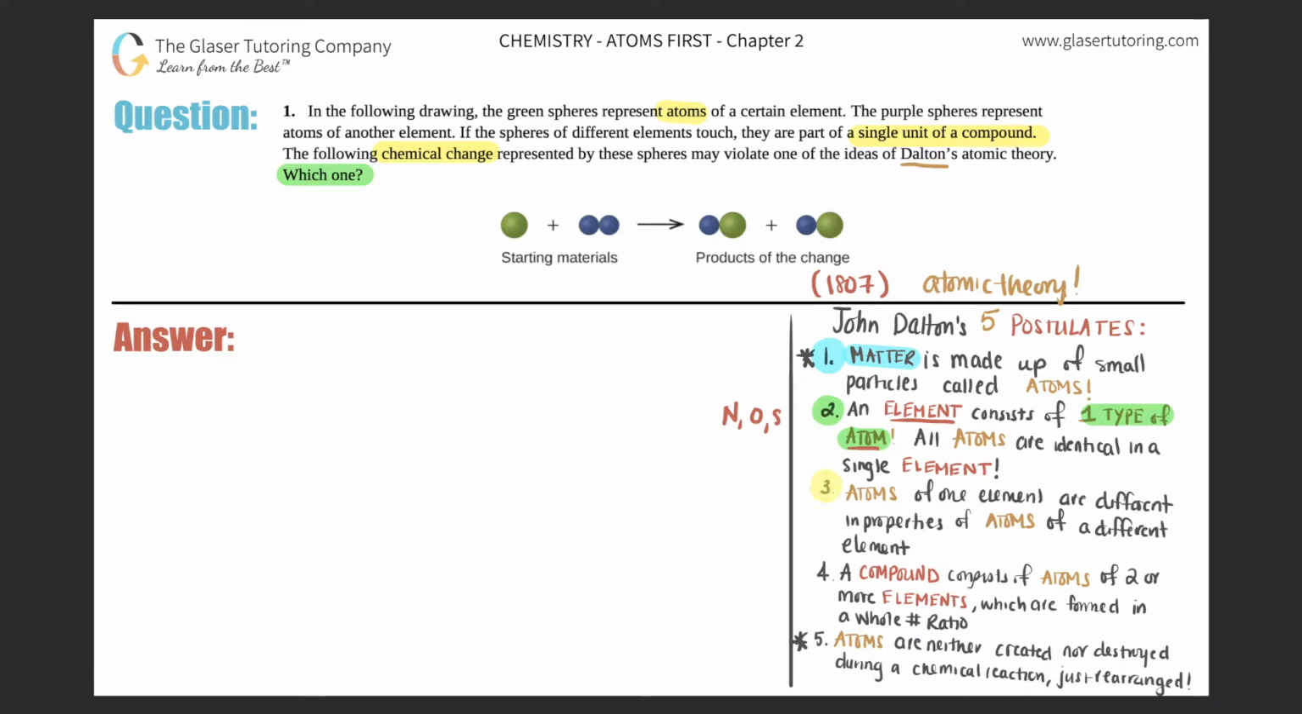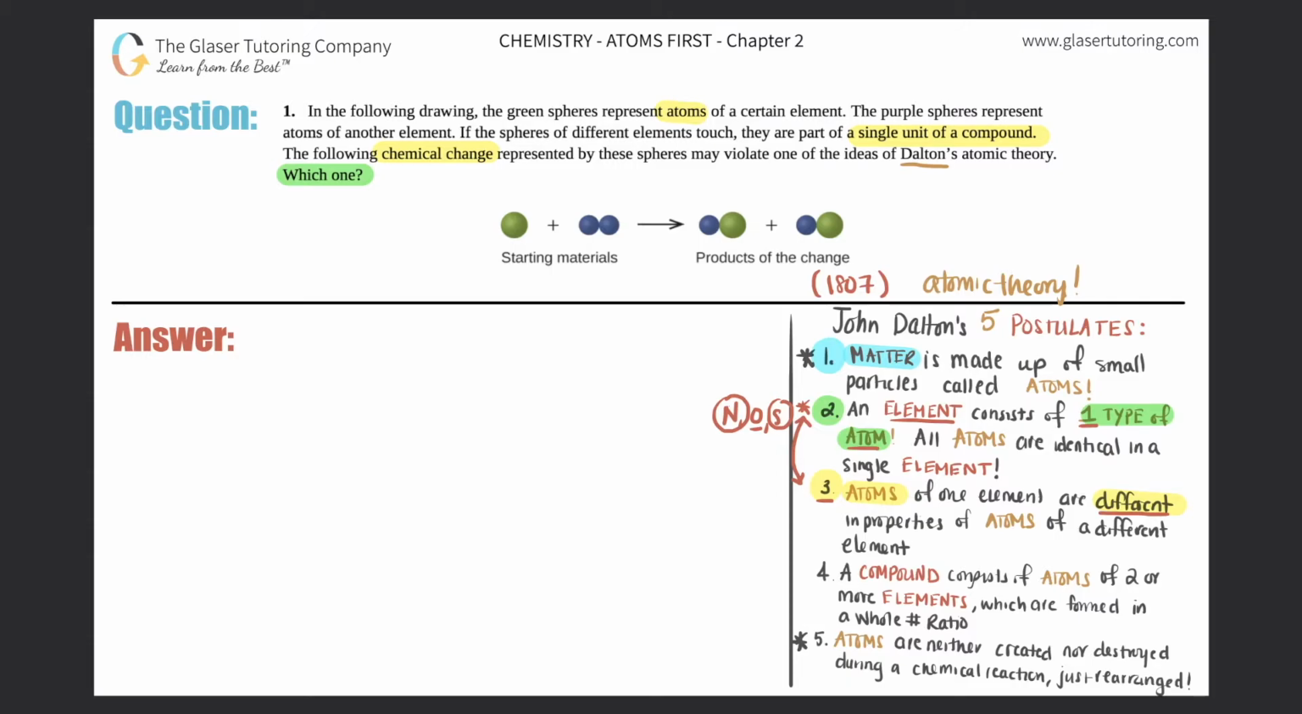Number 3. Atoms of one element are different in properties from atoms of a different element. So basically 2 and 3 hook up together because they both are talking about atoms within elements. Number 2 just says that there's only one type of atom in an element. Number 3, however, was the one that said that atoms of different elements are different from each other. So that's the idea that nitrogen's atoms are different from oxygen's atoms, which are different from sulfur's atoms, etc.